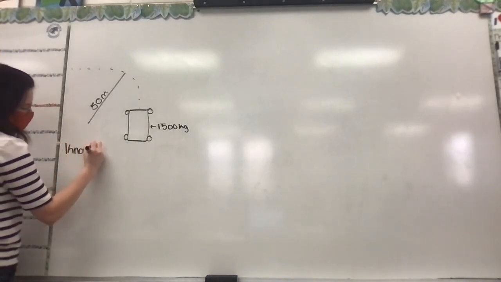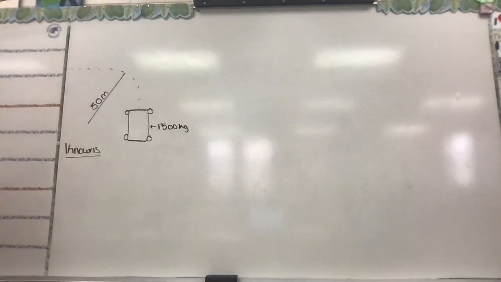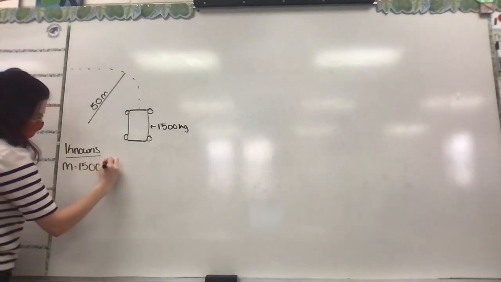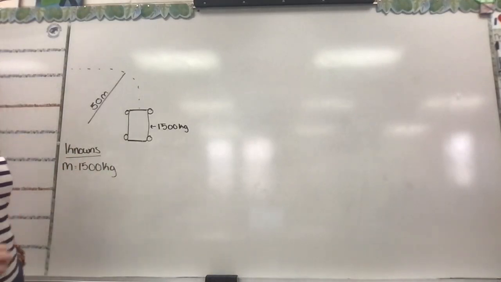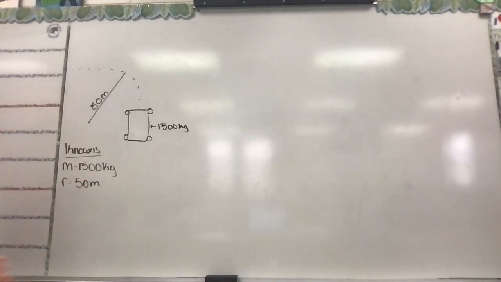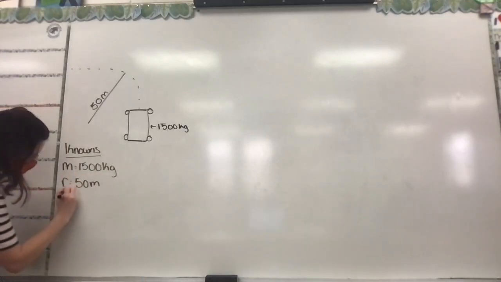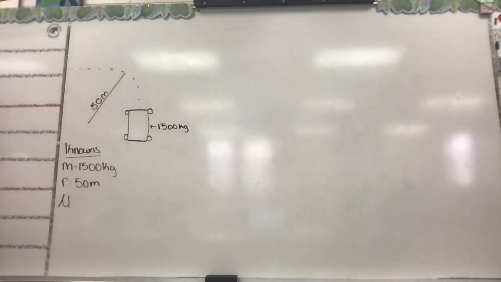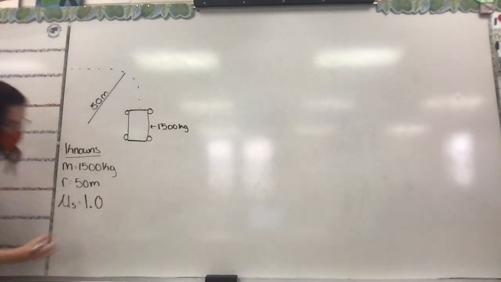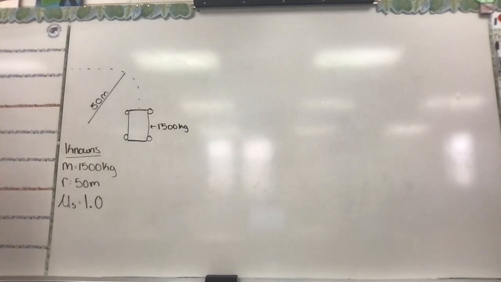What do we know? What's the friction constant? We'll get there. What's the mass of the car? 1,500. Okay, what is the radius of the circle? 50 meters. And then the big question Ian asked: do you want the coefficient of static or kinetic? Static, because you don't want it to slide. And that is going to be 1.0.